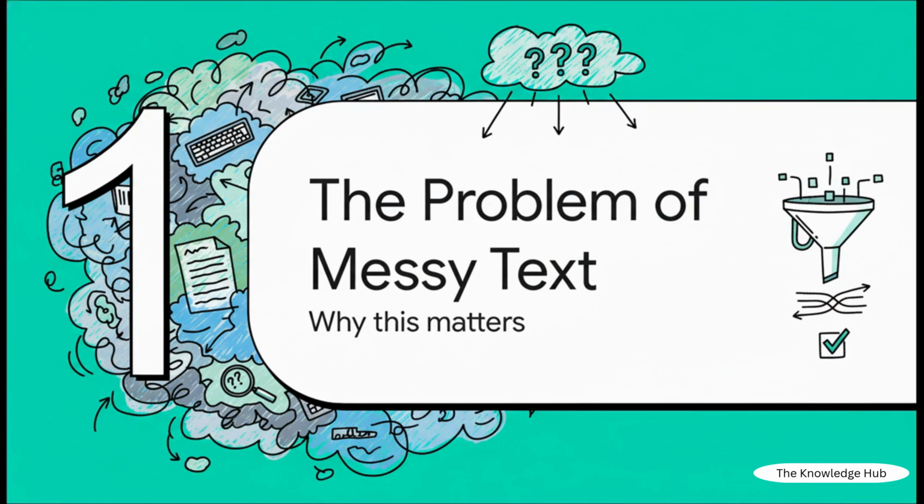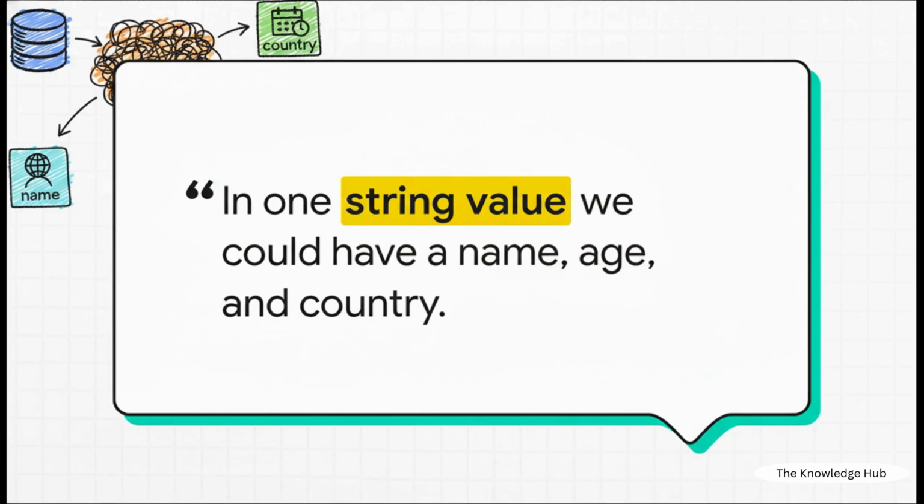First up, we really need to get a handle on the fundamental problem we're trying to solve here. I mean, why is wrangling text so darn important? Well, as the source material points out, a single piece of text can be absolutely jam-packed with valuable but totally jumbled information. Just imagine a database field with someone's name, their age, and their country all crammed into one string. Our job is to carefully pull all of that apart and clean it up so it actually becomes useful.